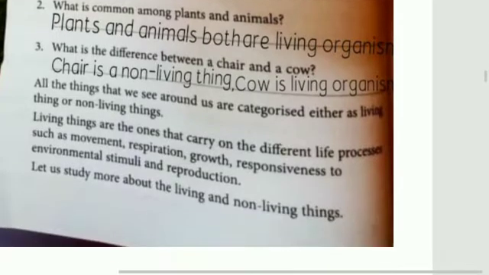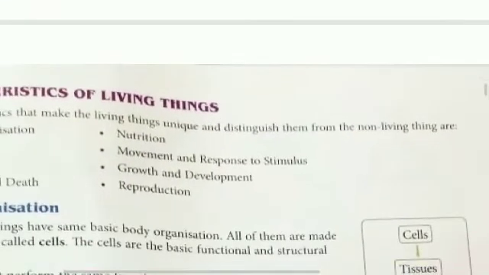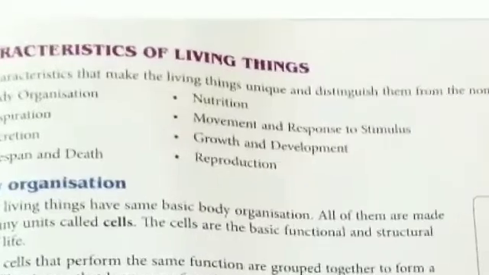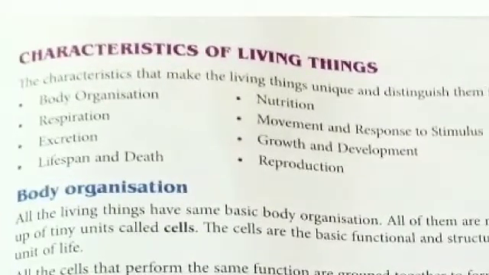Let's study more about living and non-living things. Here is a chart, 8 points. The characteristics that make the living thing unique and distinguished. They are body organization, nutrition, respiration, movement and response to stimulus, excretion, growth and development, lifespan and death, reproduction. We will learn one by one. First is body organization.